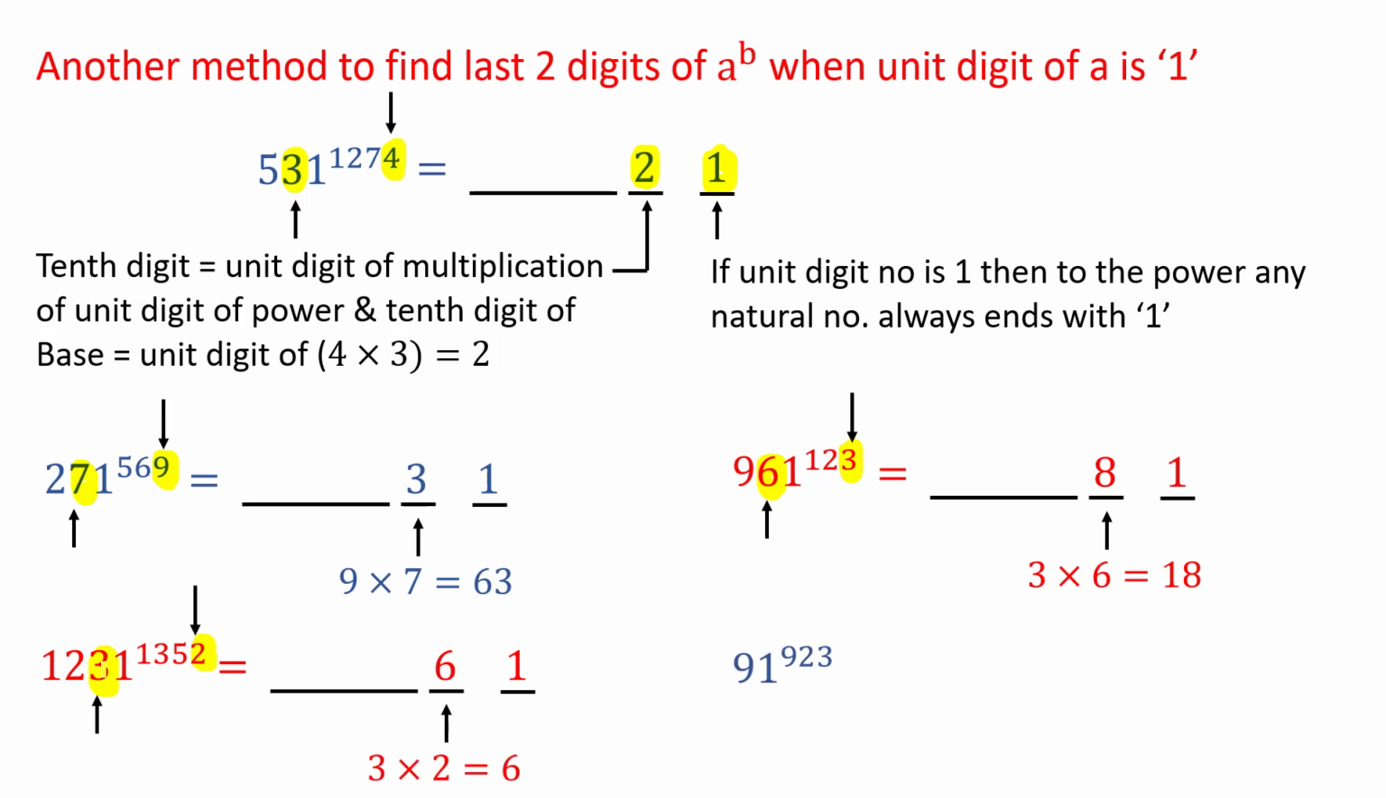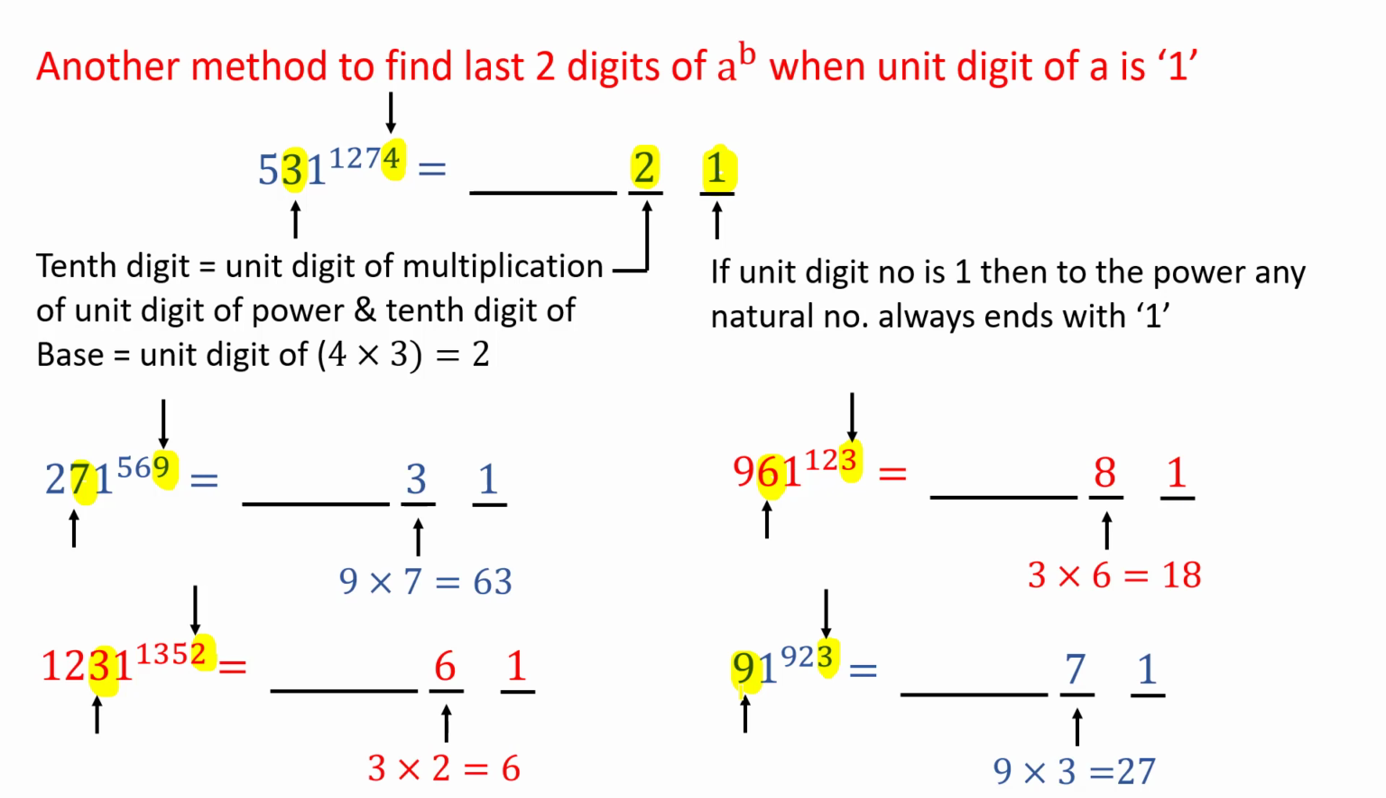Let's do one more. 91 to the power 923. Okay everyone. So 1 to the power any number always ends with 1. For second last digit, what we need to do, we need to multiply unit digit of power and 10th digit of base, that is equal to 9 into 3 is 27. Unit digit of 27 is 7, so 10th digit is going to be 7.